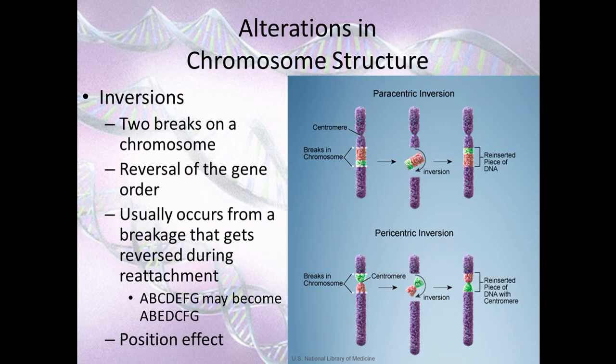Right. Next, inversions. You can break a chromosome like this over here, and what's cool about your chromosomes is that you have repair mechanisms that see it's broken, they freak out, and they come back and try to glue it together.